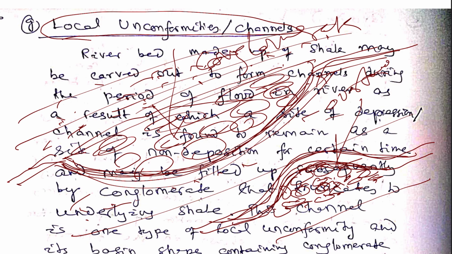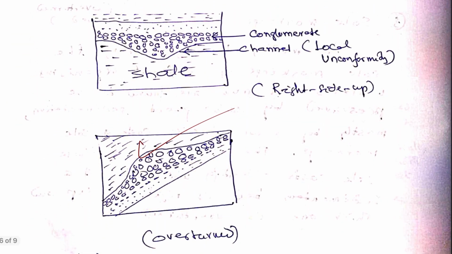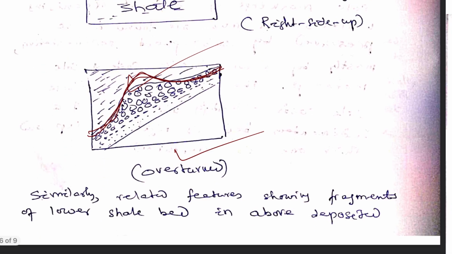So local unconformity: because this basin was created, remained as a site of non-deposition for a certain time, and subsequently it gets deposited, that's why it forms a local unconformity. So local unconformities are useful in determination of top and bottom, provided the basin is found to face in this manner. So this is a case of overturn. This is the right side up condition. This is overturning of bed as established from this erosional channel, or local unconformity.